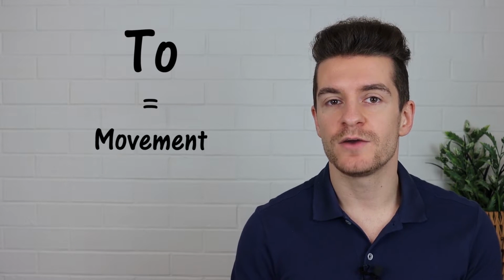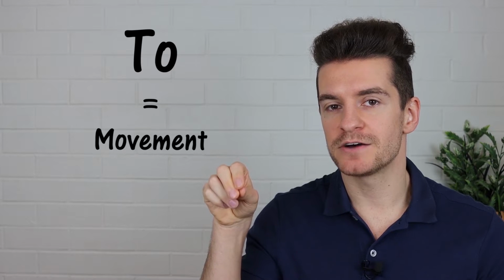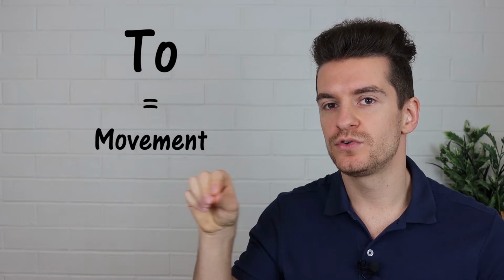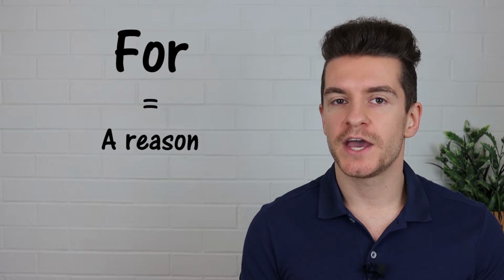For example, I went to the bank. I started here at my house and I finished at the bank. I went to the bank. And with for, normally when I hear that word, the feeling behind it, the meaning behind it, not always, but normally it's talking about a reason or doing something to help someone.